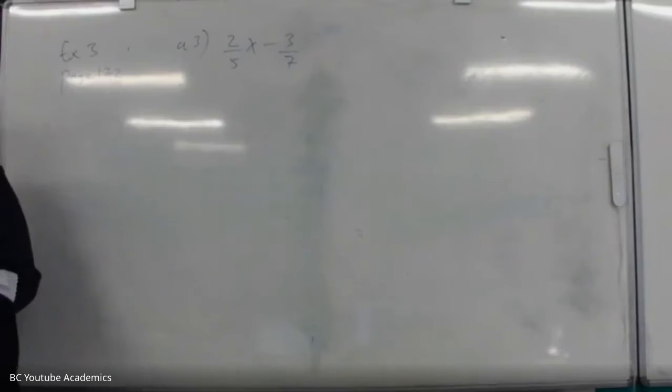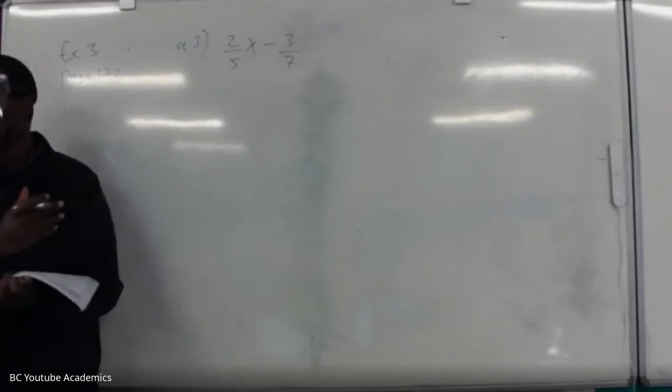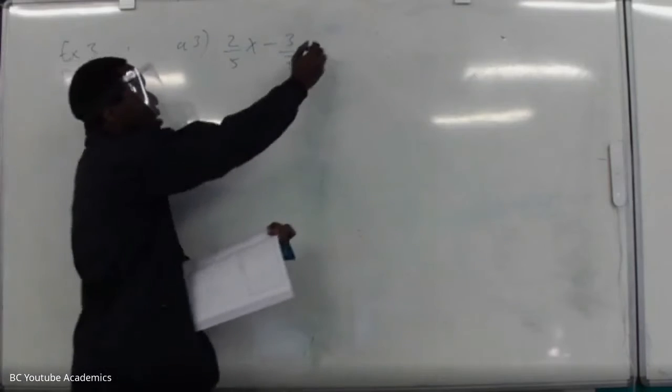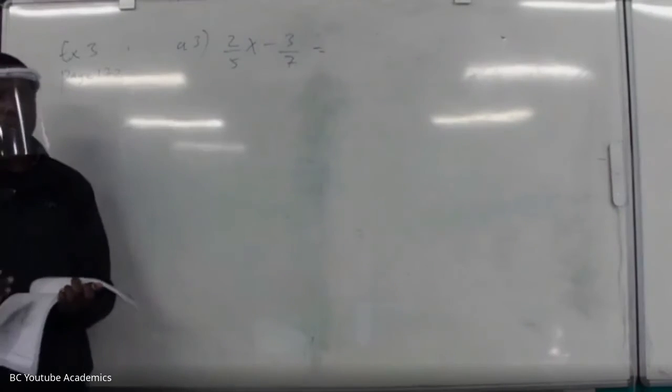Firstly, we can just look out for any common factors at the top and at the bottom. As you can see, there aren't any. So if there aren't any, then you can go straight to multiply.